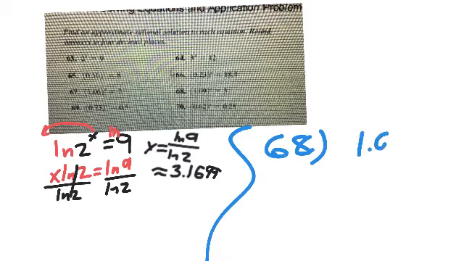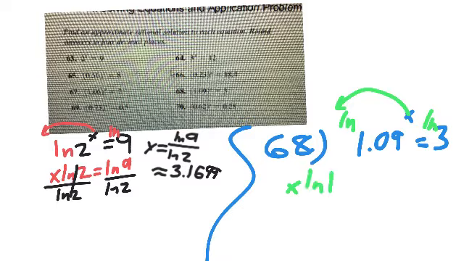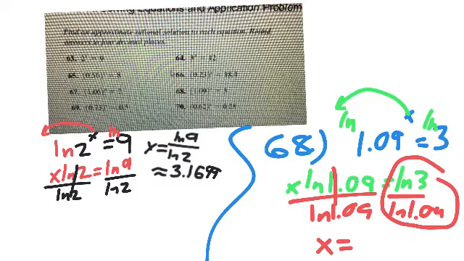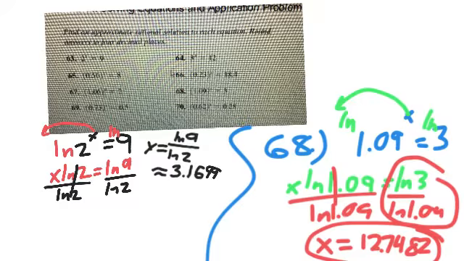Come on to 68. So again, I've got 1.09 all raised to the x equals 3. I would take a natural log of both sides, bring that x out front. So that's x natural log of 1.09 equals the natural log of 3. Divide by the natural log of 1.09. And then this would be my exact answer. If I had to round that to four decimal places, I would get 12.7482. So again, to four decimal places, that would be my answer.